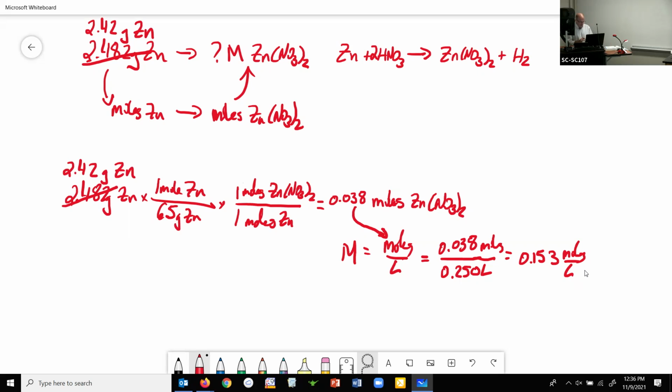Now, what that means is 2.42 divided by 65 times 1 divided by 1. That works out to 0.037 moles of the zinc nitrate, divided by 0.25, works out to 0.149 moles per liter. All right, Morgan, well done.